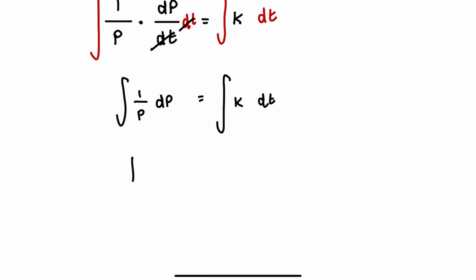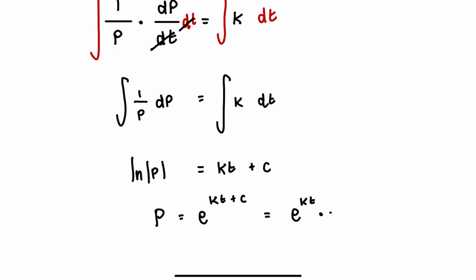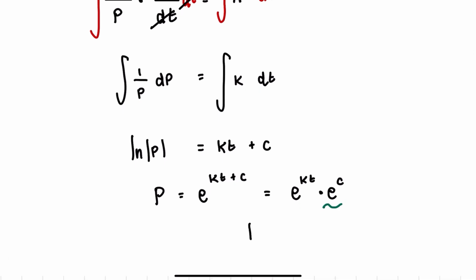So that gives us the natural log of P equals, now k is a constant, so kt plus c. So the population P equals e to the power of kt plus c, and that equals e^(kt) multiplied by e^c, and that here is just going to become a new constant. So my final answer is P equals that new constant A multiplied by e^(kt), and we're done there.